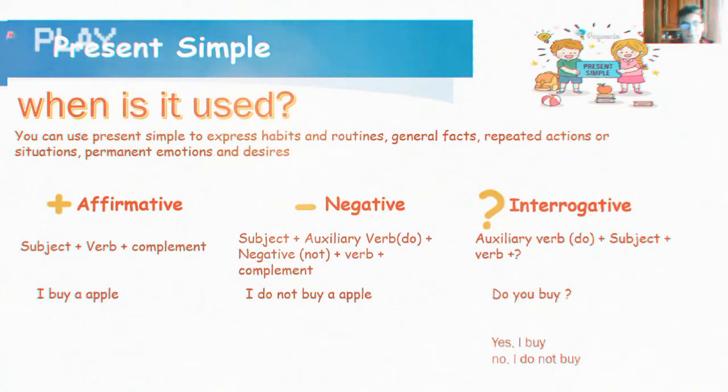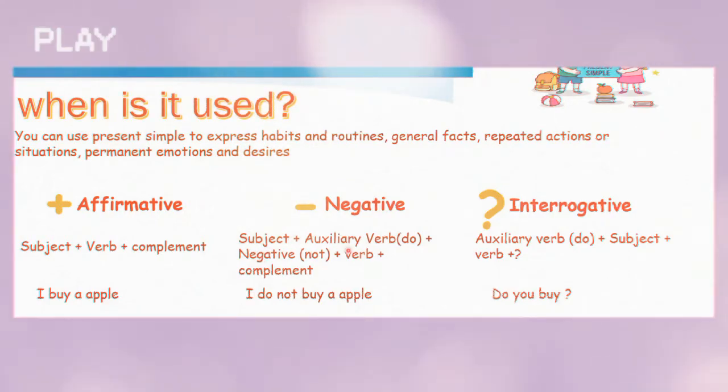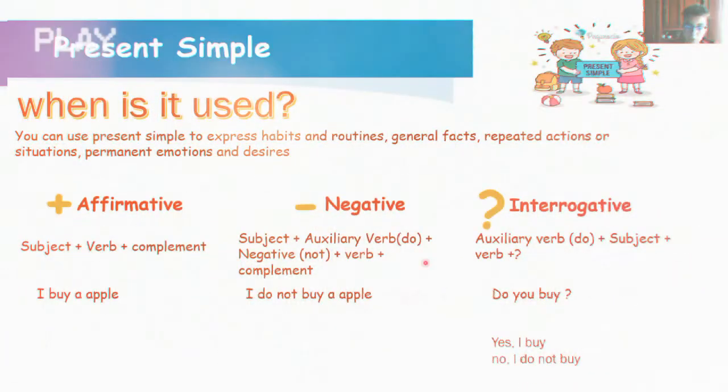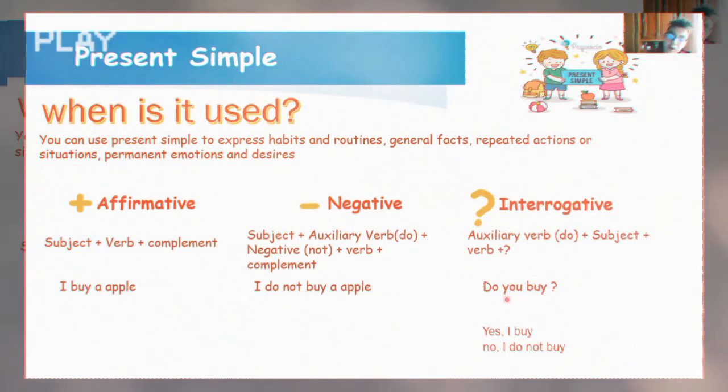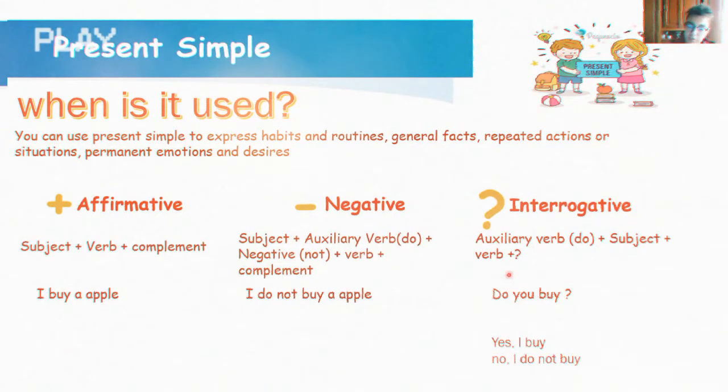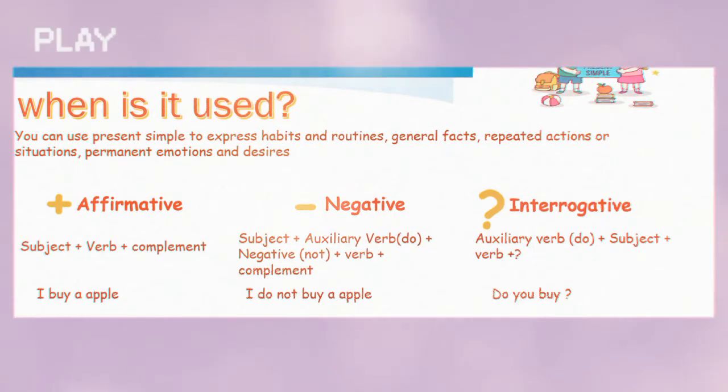The negative form: subject, auxiliary verb, that in this case is do, the negative form, the verb, and the complement. I do not buy an apple. And to make a question: the auxiliary verb do, the subject, and the verb. Do you buy? The way to answer is yes, I buy, or no, I do not buy.